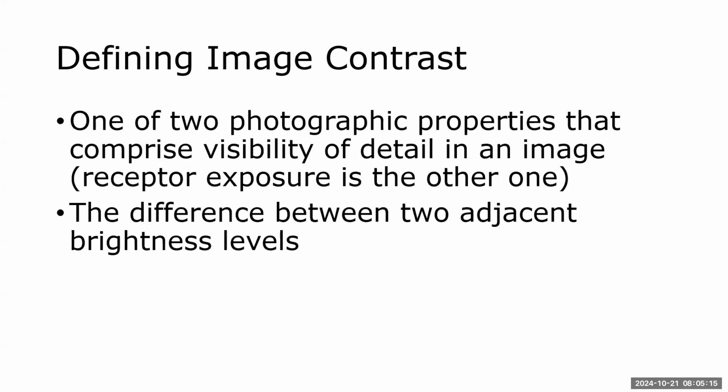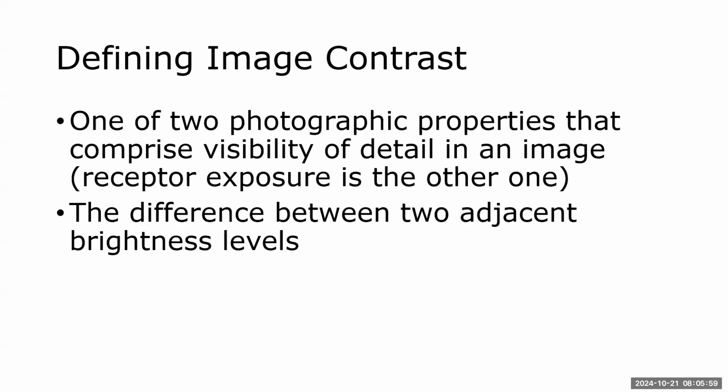And then I'm also going to do a little demonstration that I hope will work and help us to understand attenuation, that term. But first, defining image contrast. So contrast is one of 2 photographic properties that comprise visibility of detail in an image, with the other one being receptor exposure. So we have what we call photographic properties, and then we have geometric properties. We haven't gotten to the geometric properties yet. That's coming towards the end of the semester. So when we start to talk about spatial resolution and size and shape distortion, those are geometric properties. Contrast and receptor exposure are photographic properties.